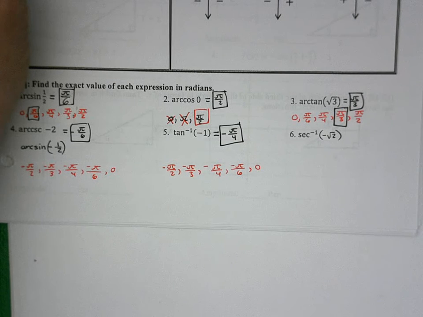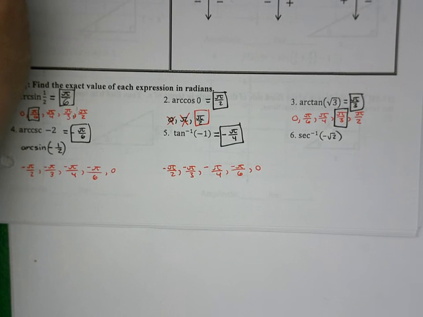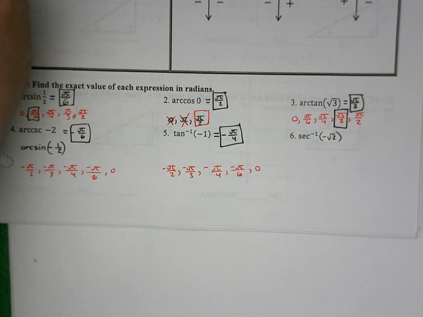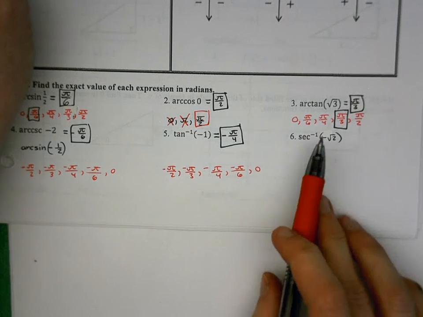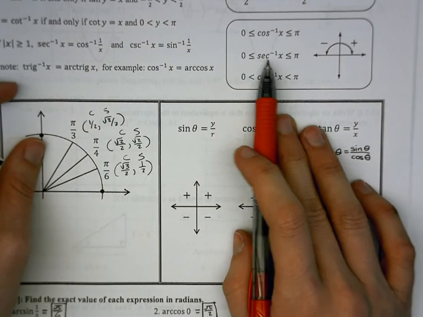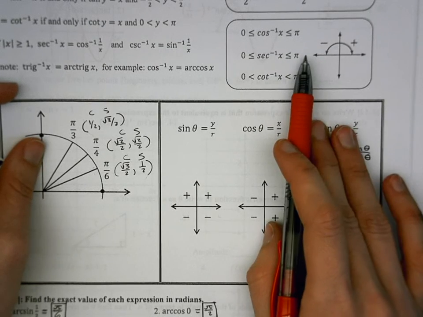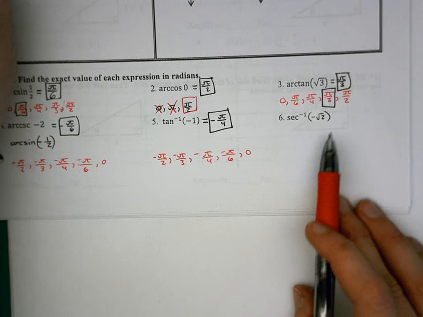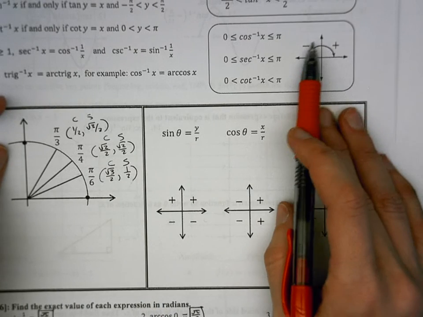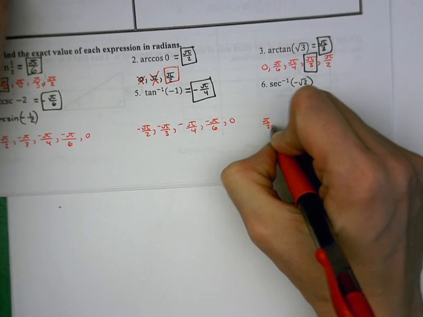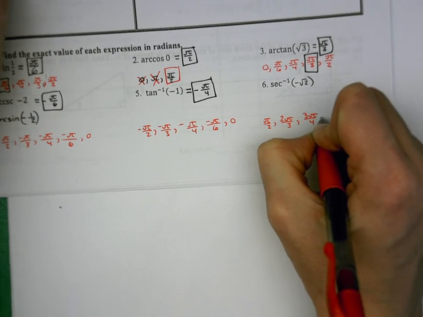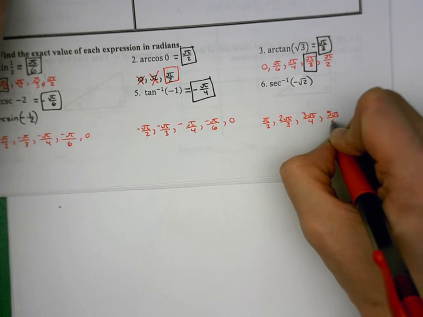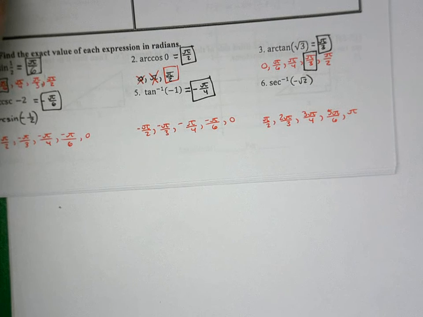Then go ahead and pause the video, give this one a shot, restart it when you are ready. Okay, so secant, what quadrants are we considering? Secant is 1 and 2 between 0 and pi. This particular secant is negative, and so we are looking in the second quadrant between pi over 2 and pi. So the question is, will pi over 2, 2 pi over 3, 3 pi over 4, or 5 pi over 6, or pi give me a secant of negative root 2?